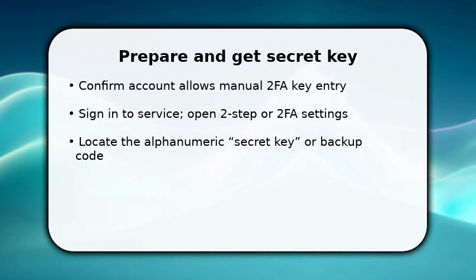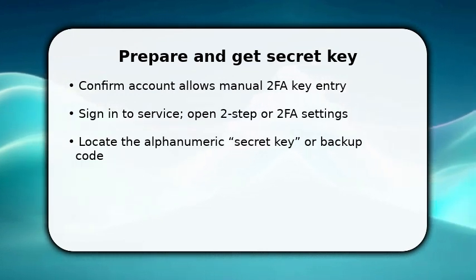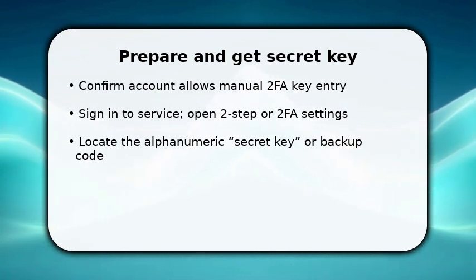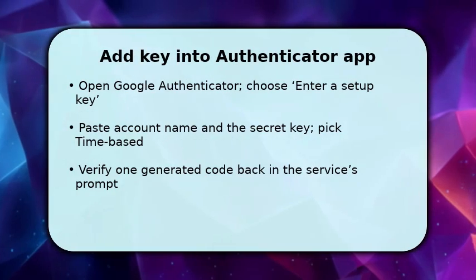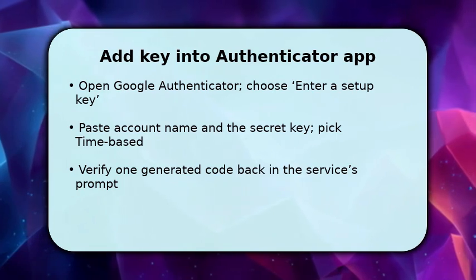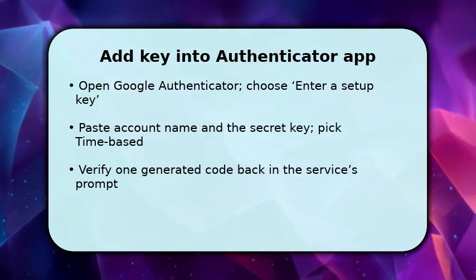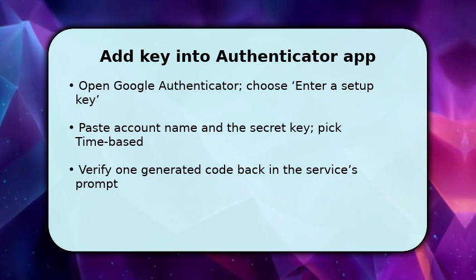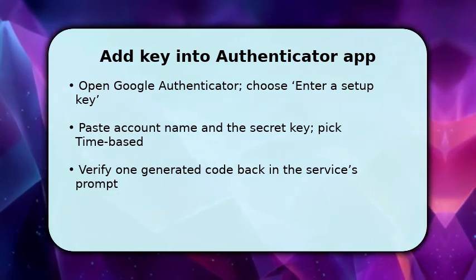Make sure you're on a secure device. The next steps convert that key into time-based codes you can use immediately. You now open Google Authenticator and tap the option to enter a setup key manually. Type a clear account name so you can identify the entry later, then paste the secret key exactly as provided.